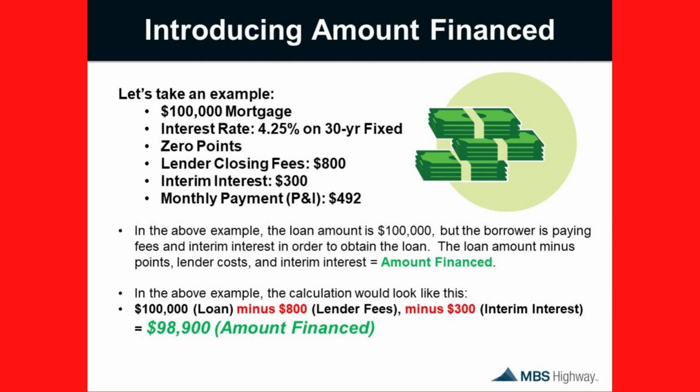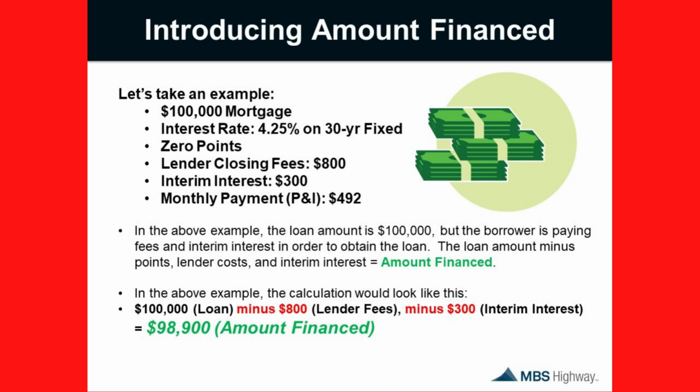For both examples, we're going to use a $100,000 mortgage. The first one's going to have a 4.25% interest rate on a 30-year fixed loan, paying no points. We're going to use lender fees of $800 and interim interest of $300. We're going to get into interim interest a bit more coming up. A $100,000 mortgage at 4.25% on a 30-year fixed rate is going to give you a principal and interest monthly payment of $492. But to really determine APR, what we need to determine is the actual amount financed.